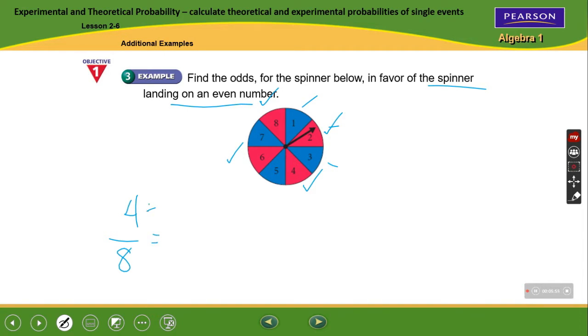And again, we want to reduce. We can divide by 4 this time. You always want to look for the highest number that is going to be a factor of the other two numbers. So 4 goes into 4 and 4 goes into 8. 4 divided by 4 is 1. 8 divided by 4 is 2. Our probability is 1/2.